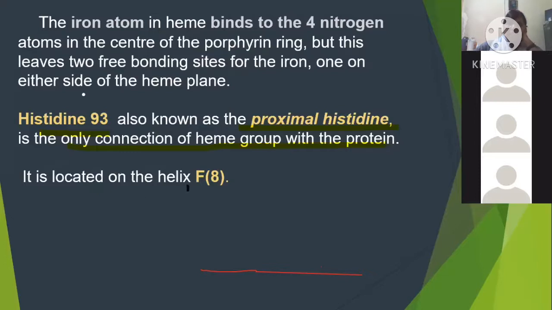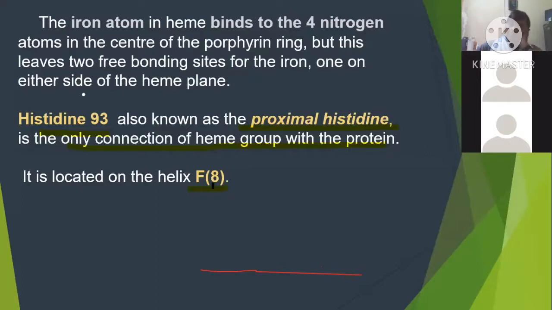Okay, now where is this histidine 93 present? It is present on the F helix. A to H is there, right? The F helix contains the histidine 93, and in the F helix its position is 8th. In the overall polypeptide chain the histidine position is 93, whereas if you take only the F helix its position is 8, hence we call that as F8 also.